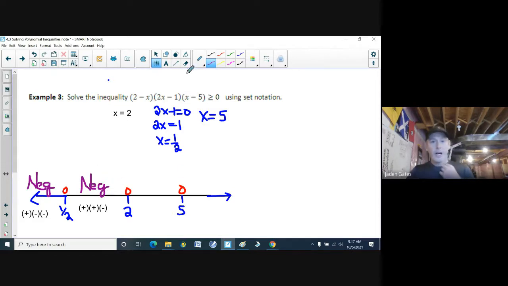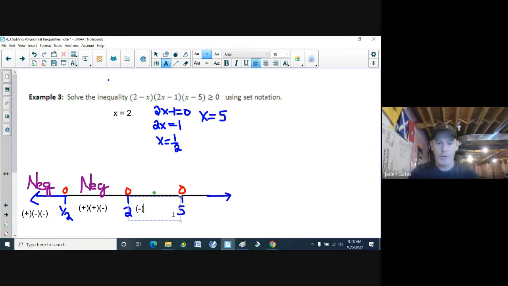Now a number between 2 and 5. Sorry, I'm thinking 3, so I'm going to put in a 3. In the first factor, 2 minus 3, I've got a negative answer. Then putting a 3 in for x for the second factor, 2 times 3 is 6, minus 1, definitely positive. And then the last part, 3 minus 5, will be negative. A negative times a positive is negative, times a negative is positive.